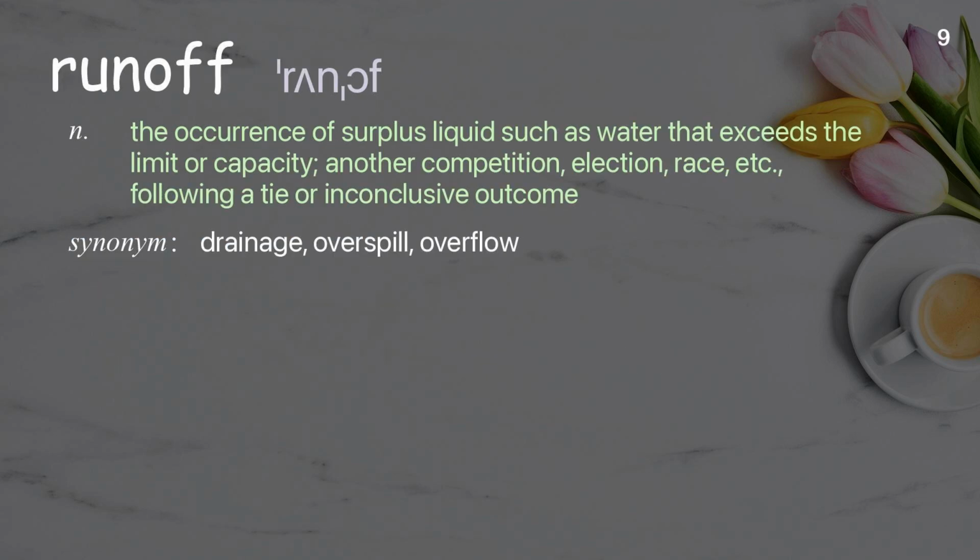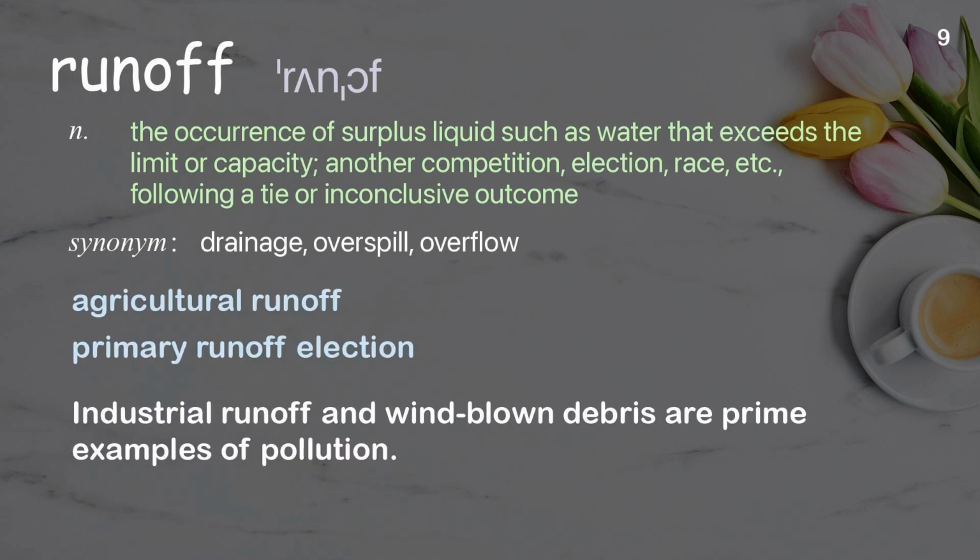Runoff. The occurrence of surplus liquid such as water that exceeds the limit or capacity, another competition, election, race, etc., following a tie or inconclusive outcome. Examples: Agricultural runoff. Primary runoff election. Industrial runoff and windblown debris are prime examples of pollution.